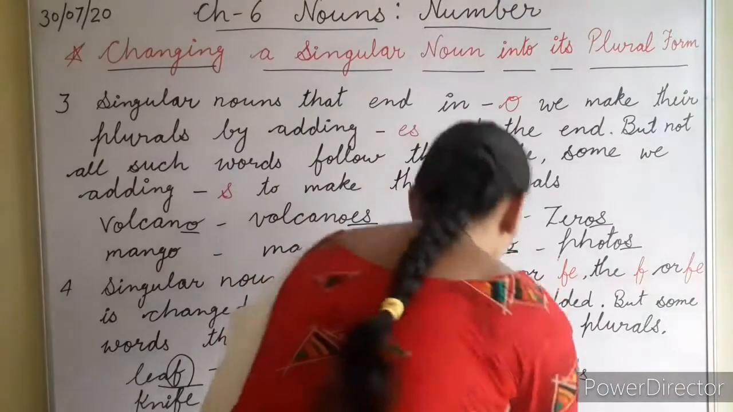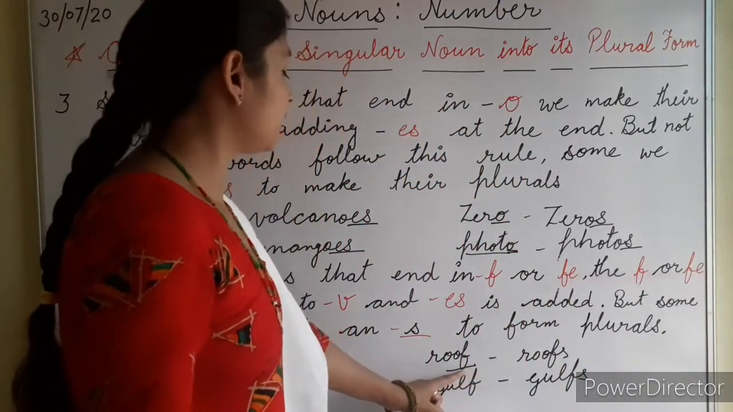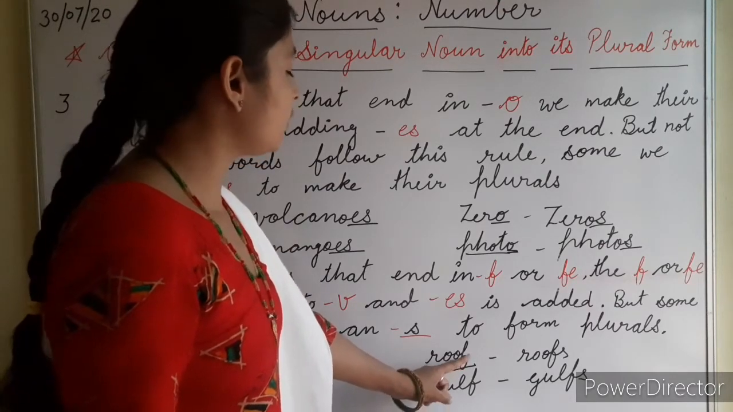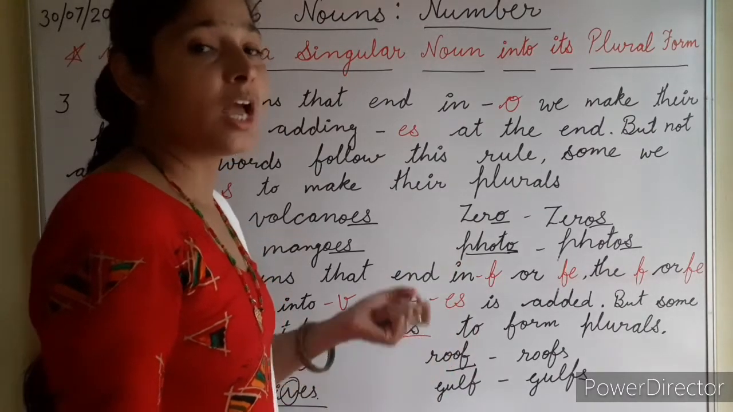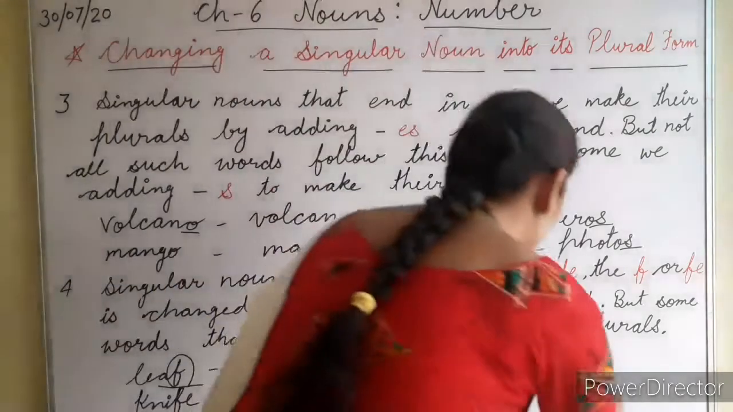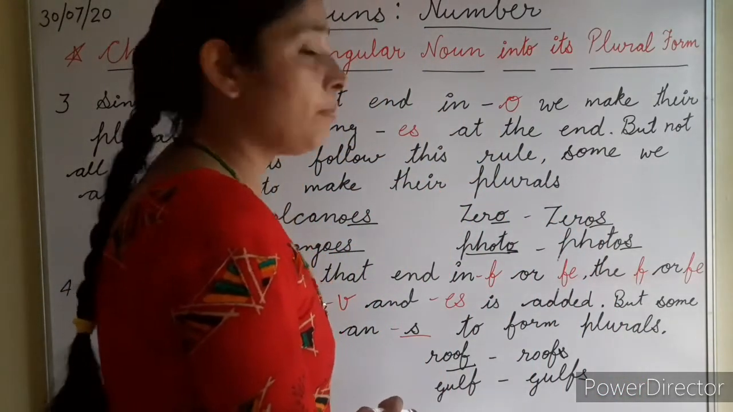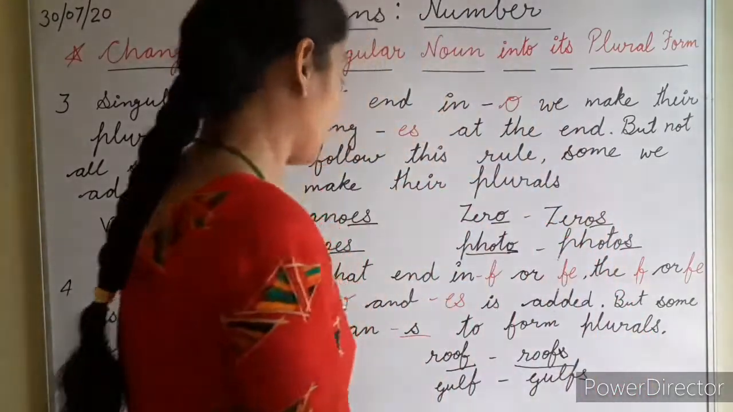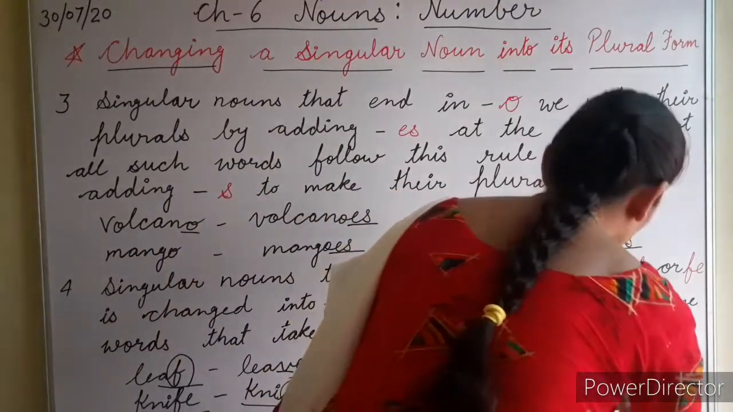Next is roof. Here it also ends with f, but it is included in the type of words where we do not add es and we do not change f into v. So we will make its plural by adding s only. So the plural of roof will be roofs. And second, gulf also. It will be gulfs.